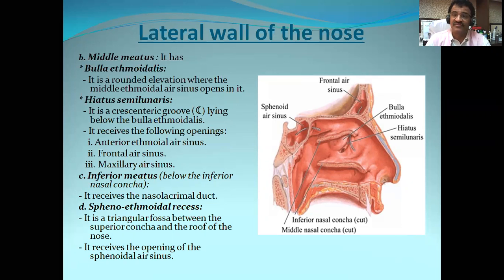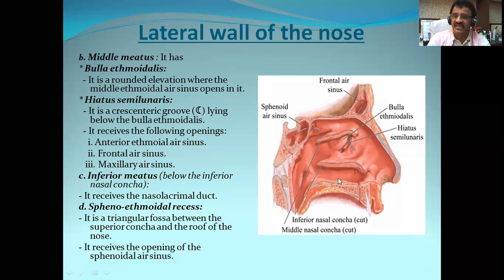But out of the 3 ethmoidal sinuses, we have seen all 3. Frontal is 1 opening, and maxillary is only 1 opening. So frontal air sinus here. Altogether there are 4 openings in the middle meatus: 2 ethmoidal, 1 frontal, and 1 maxillary. The sphenoidal air sinus is still remaining; we'll come to that later on. Now we will come to the inferior nasal meatus.